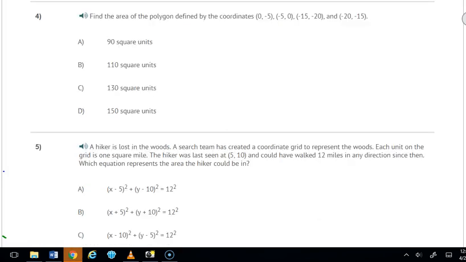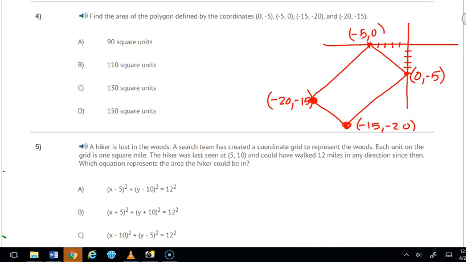Number 4 says, find the area of the polygon defined by the coordinates (0, -5), (-5, 0), (-5, -20), and (-20, -15). Now, I plotted these points, and this is the graph I came up with after I plotted the points. And this is important because this is going to help us figure out what our opposite sides are. Now, my guesstimate is that this is a rectangle, pretty much looks like a rectangle. The way I could verify that is to compare the diagonals. And if the diagonals are congruent, which they do turn out to be congruent, then this is a rectangle.